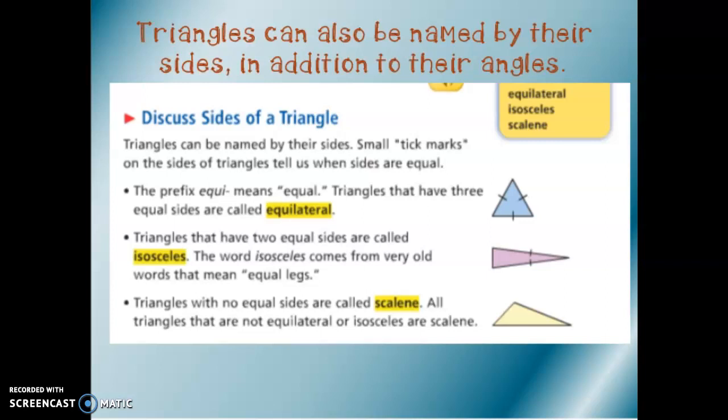And then you'll notice the last triangle has no tick marks on it, because that's a triangle with no equal sides. Those are called scalene. All triangles that are not equilateral or isosceles have to be scalene. So you can draw a triangle that is equilateral, all three sides the same, isosceles, two sides the same length, or a triangle with no equal sides called a scalene.